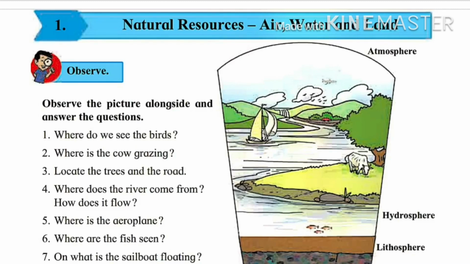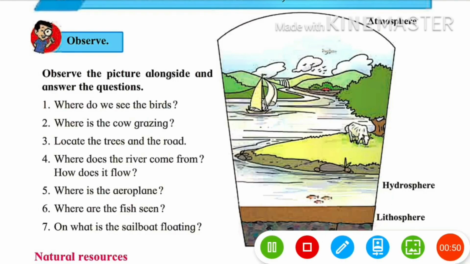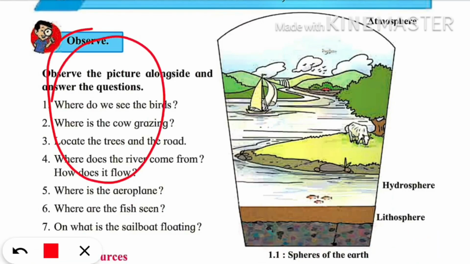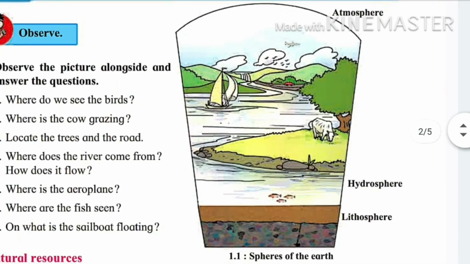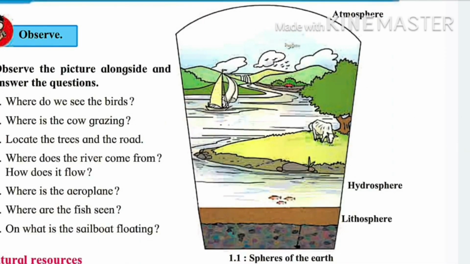You can see a picture here. See the picture carefully. What things can we see in the picture? Observe the picture alongside and answer the questions. Where do we see the birds? In the sky, correct. Where is the cow grazing? On land. Look at the trees and the road. Where does the river come from? And how does it flow?